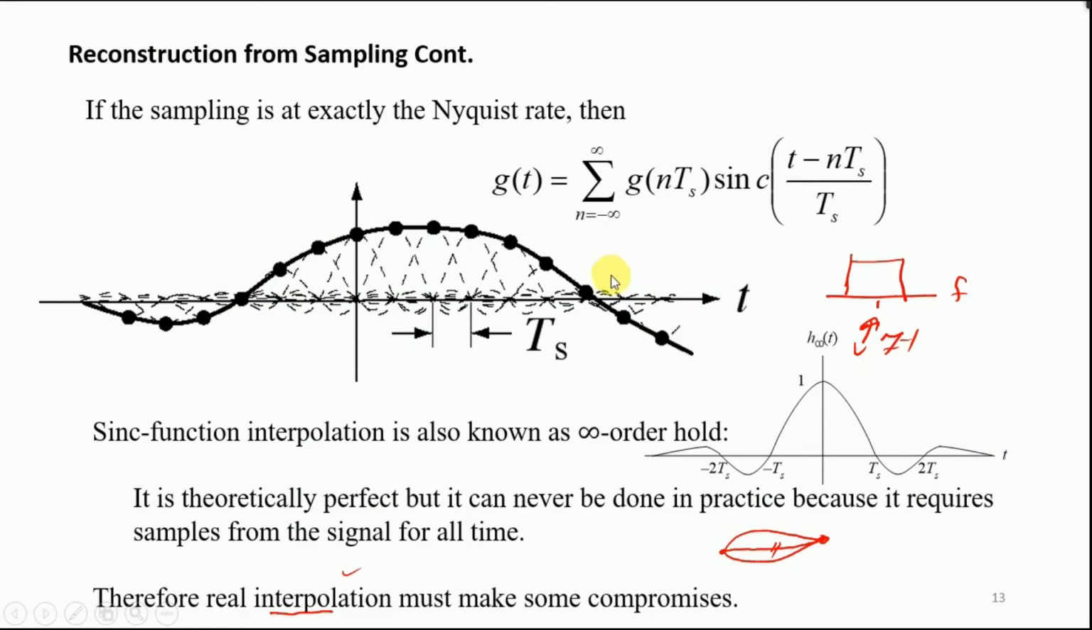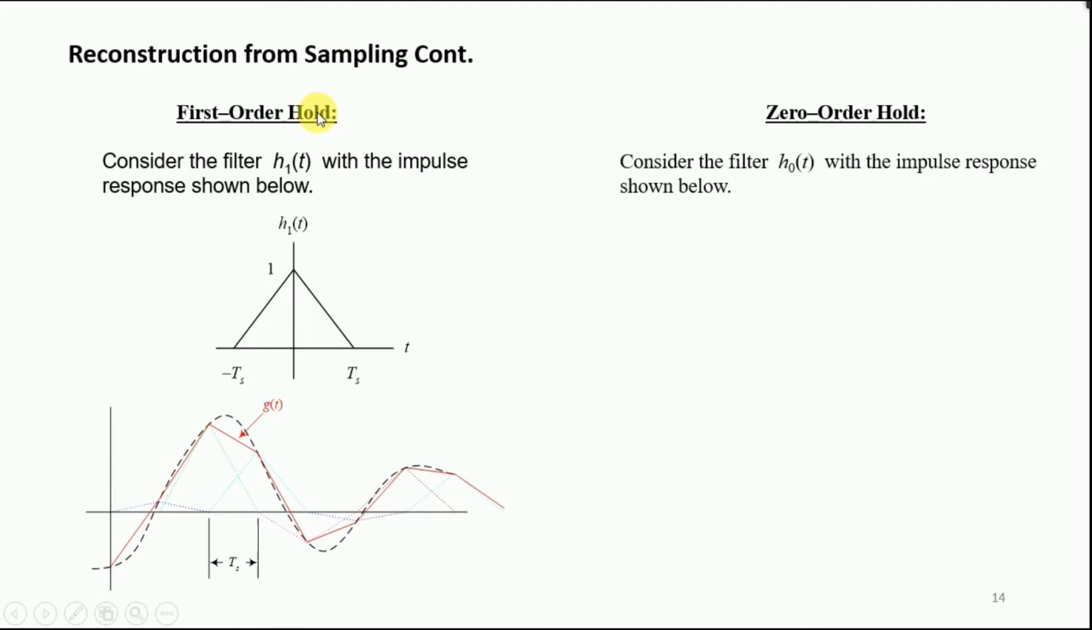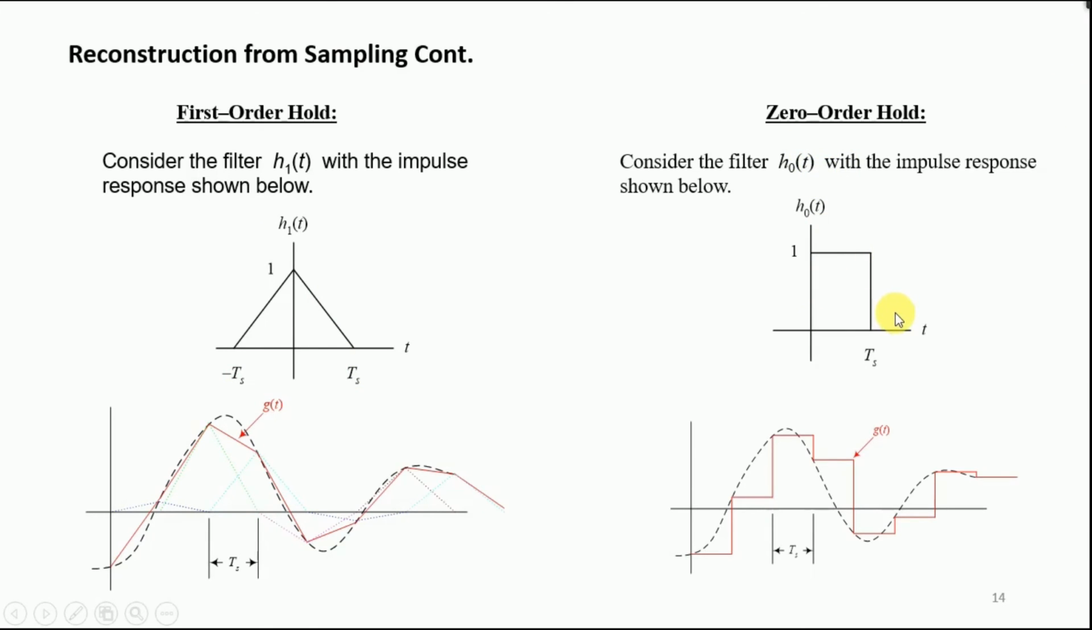So in short, we can extract back our original signal completely if we use an infinity order hold, right? But that is not practical because we do not have any impulse response which starts at minus infinity in time and goes to infinity in time. So we make a compromise and we go for first order hold, that is time limited, or a zero order hold which is also time limited, and both of them compromise on the performance.